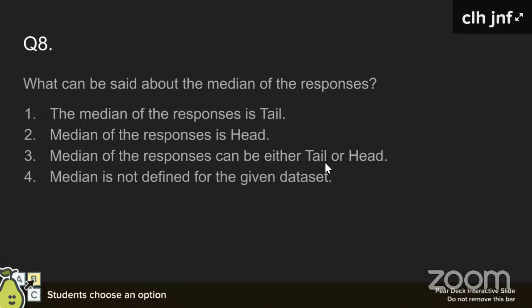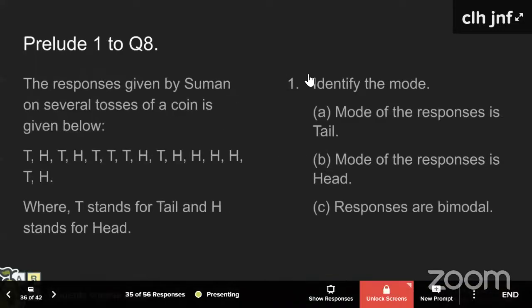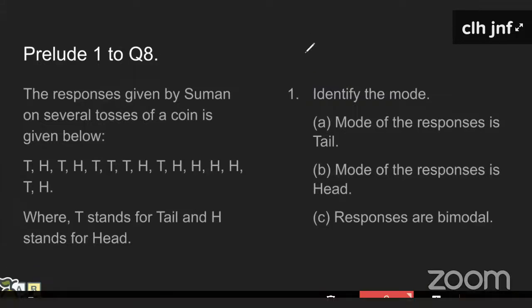Ma'am, but here comes a doubt. For a particular arrangement, whether we took head first or tail first, in both ordered arrangements we will still have head at the median because the number of heads is more than the number of tails. But because it's not ordered data, we are not linking it with the median.